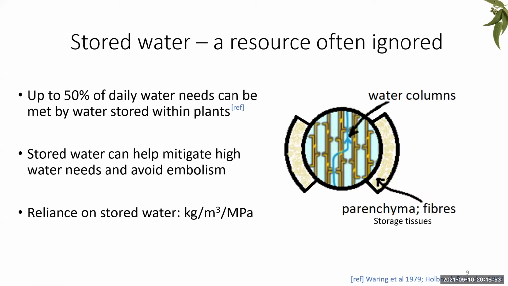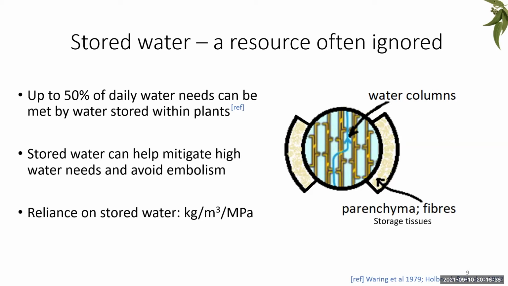So that means that not all the water that plants are transpiring, or losing to the air, or using during photosynthesis is coming from the soil all the time. And this stored water is often stored in tissues like parenchyma and fibers, which surround these vessels or conduits or columns that carry water from the roots to the leaves. So we know that this stored water can help mitigate some water needs, and I wanted to check if the stored water reserves can help in avoiding embolism.